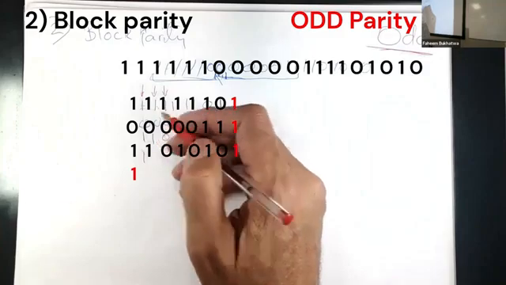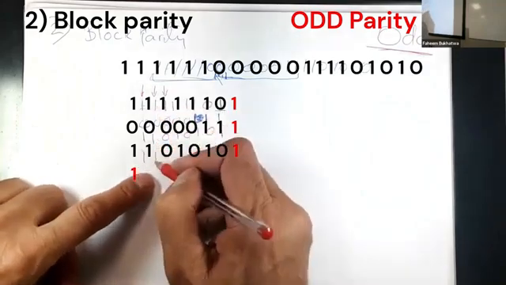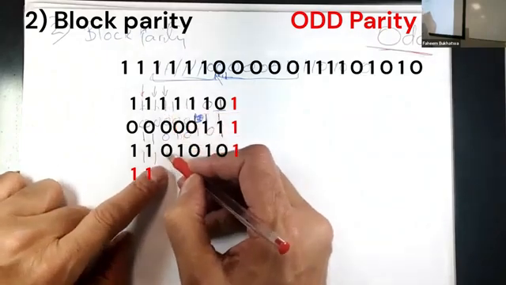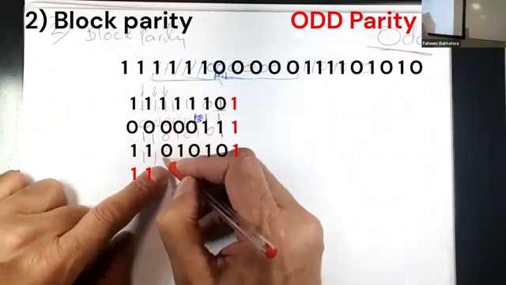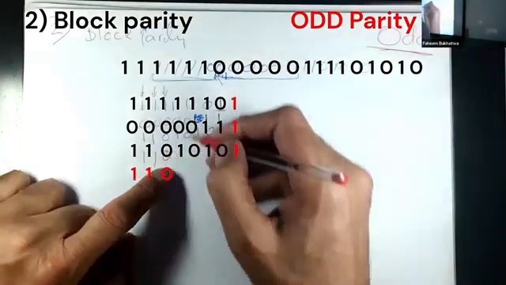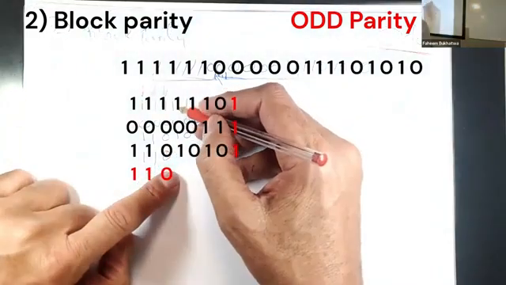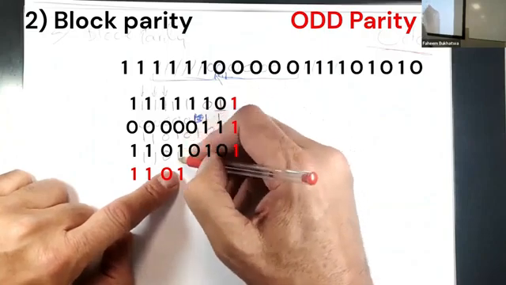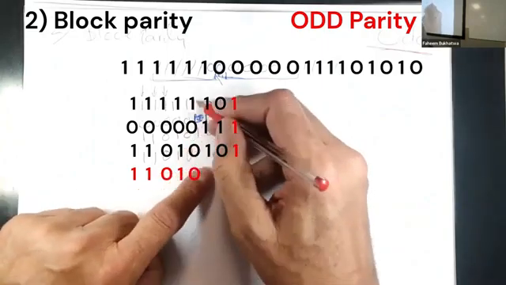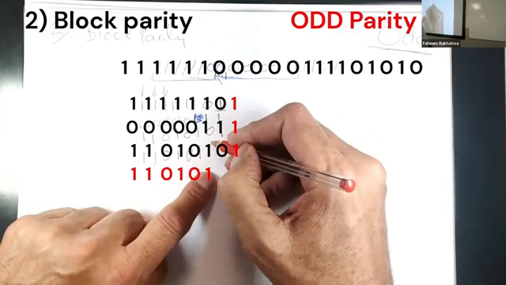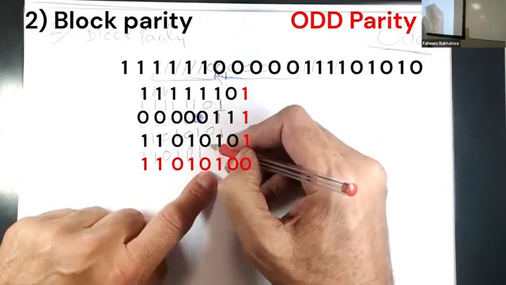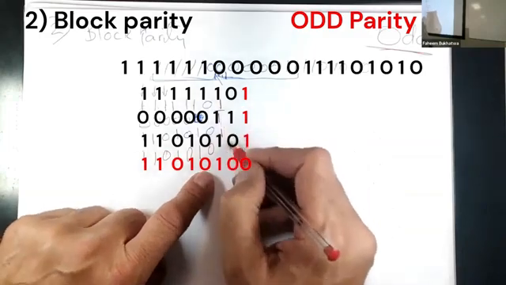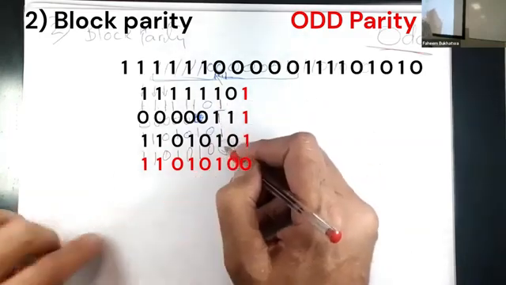Next, 1. Okay, keep going. Same person. What bit will I write here? 0. Why? Because there's 1 here. That's an odd number. Okay. 1, 0, 1. 0 will make it even. Oh yeah. Okay. All right. We don't have to write the last one, but we can write a 0.